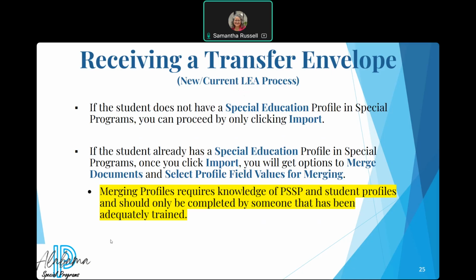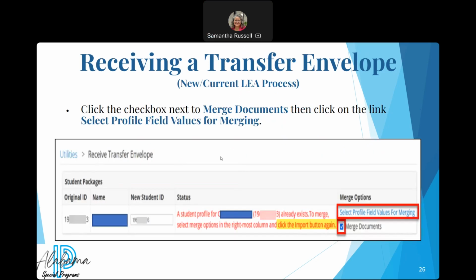So merging profiles requires knowledge of PowerSchool special programs and the student profiles that are within the program, and should only be completed by someone that has been adequately trained. Okay, so when you're going to receive a transfer envelope, you're going to click the checkbox next to Merge Documents, and then you're going to click on the Select Profile Field Values for merging.